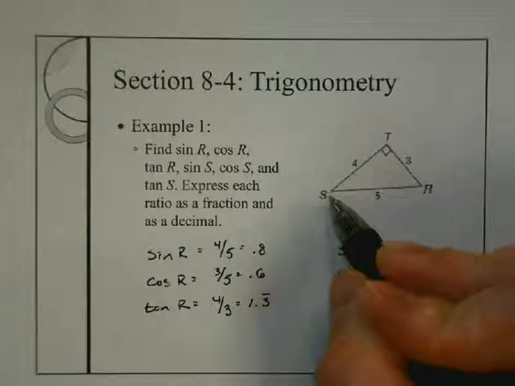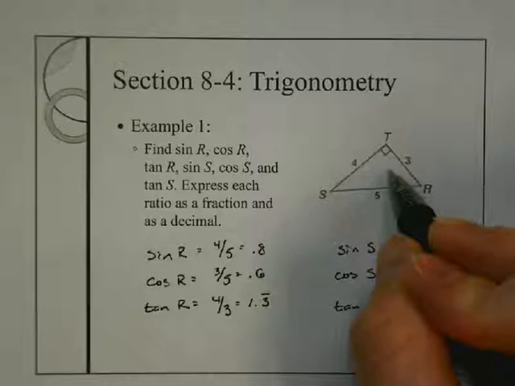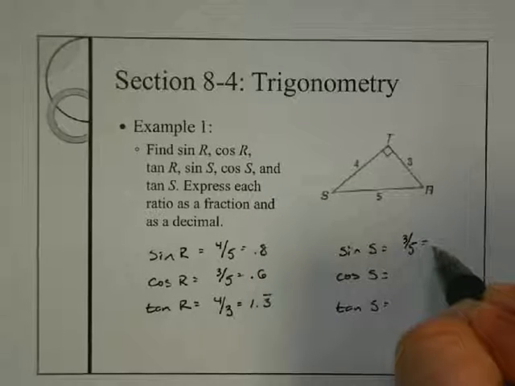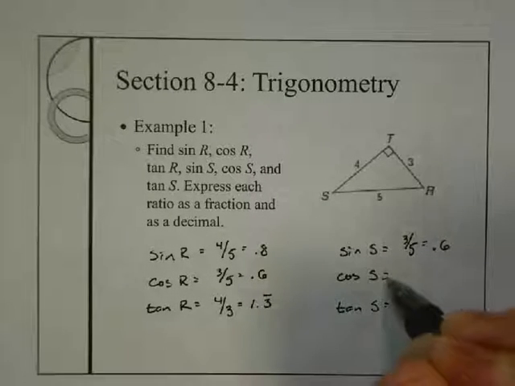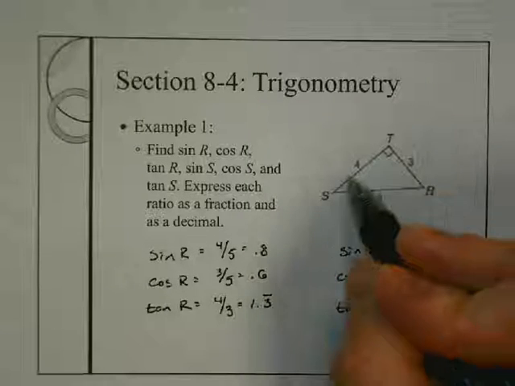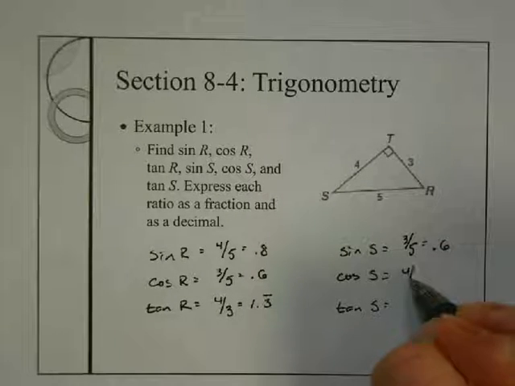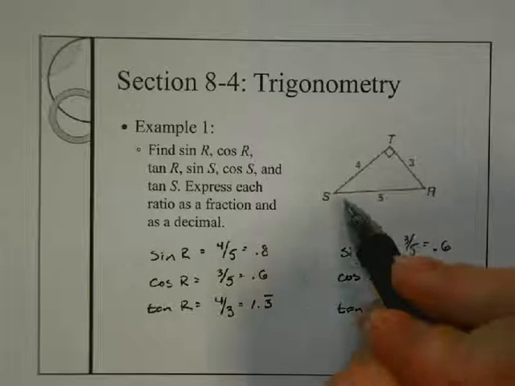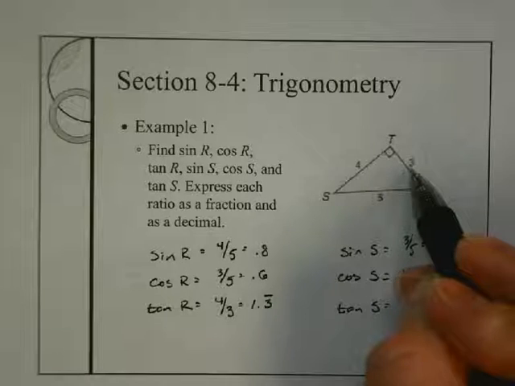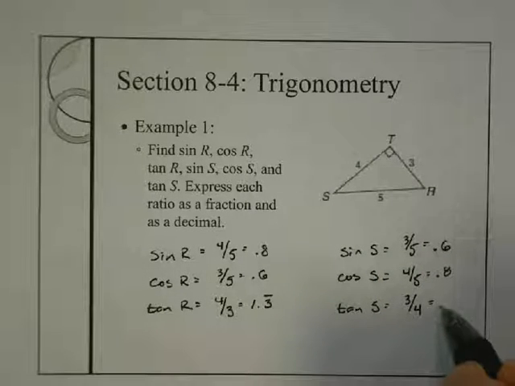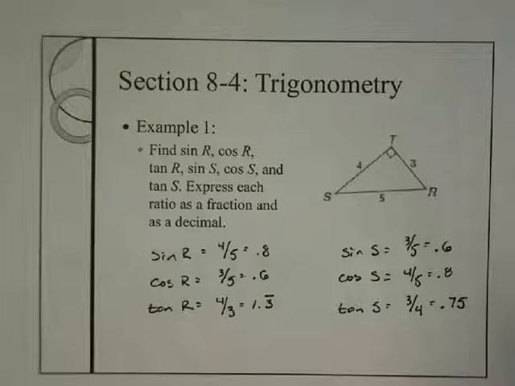So for S, we're going to switch corners. So here's angle S, so sine S is opposite over hypotenuse, so 3/5, or 0.6. Cosine S, so here's S, so cosine is adjacent, 4 over hypotenuse, 5. So 0.8, and tangent S is the opposite, 3 over the adjacent, which is 4. Notice that the 5 doesn't show up because that is the hypotenuse, and you don't use hypotenuse in tangent.